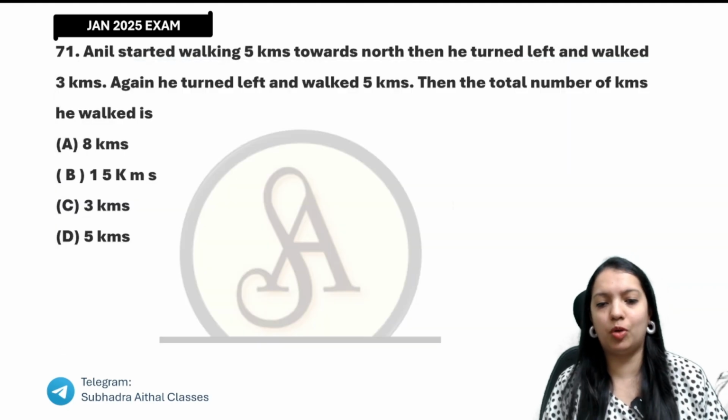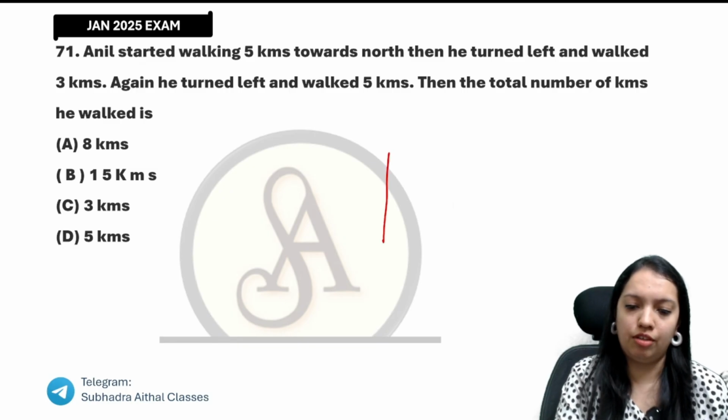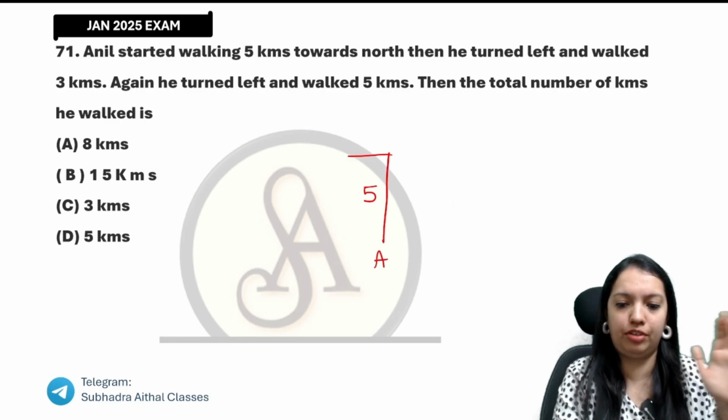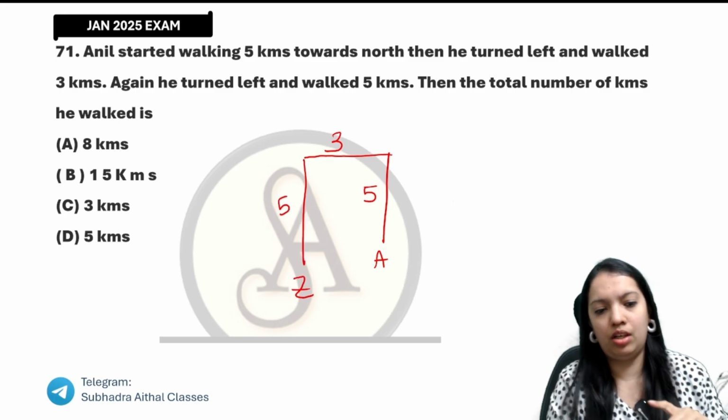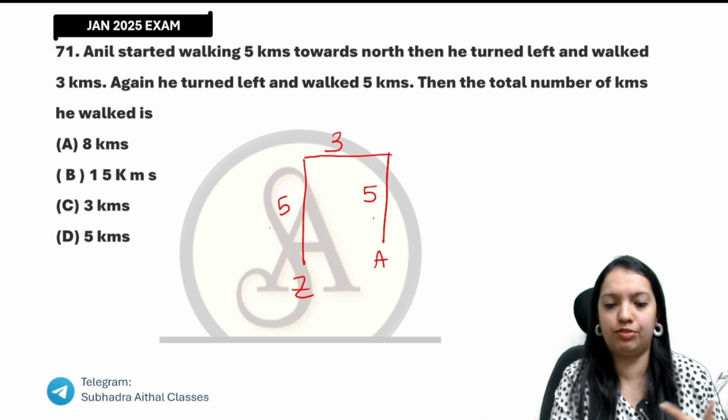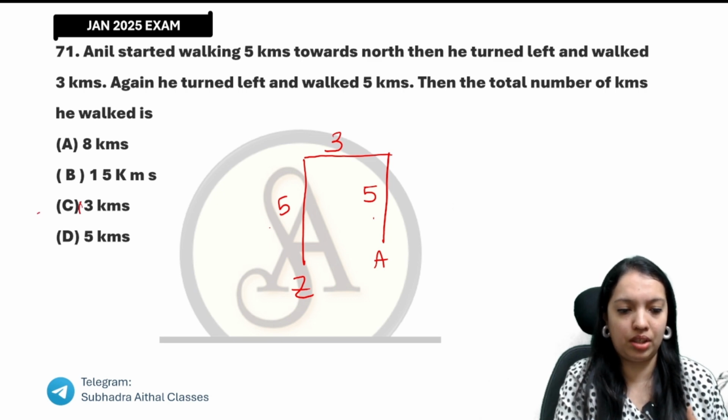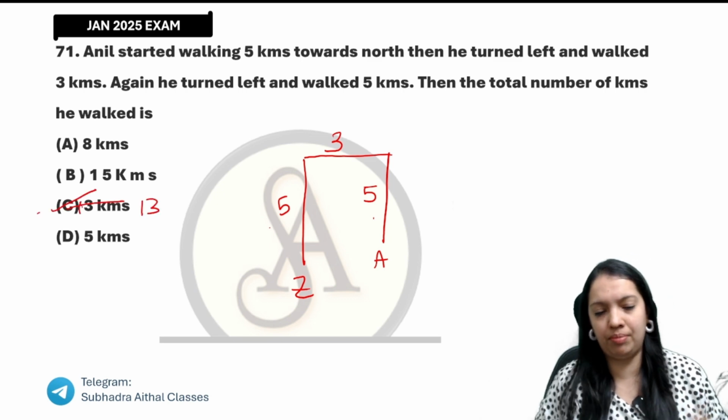Next question, Anil started walking 5 kilometers towards north, starting point. Then he took a left turn and went for 3. Again, he took a left turn, went for 5, ending point. Total, how many kilometers he walked? 5 plus 5 plus 3, 13 kilometers, option C. I think it is a printing mistake from my end.